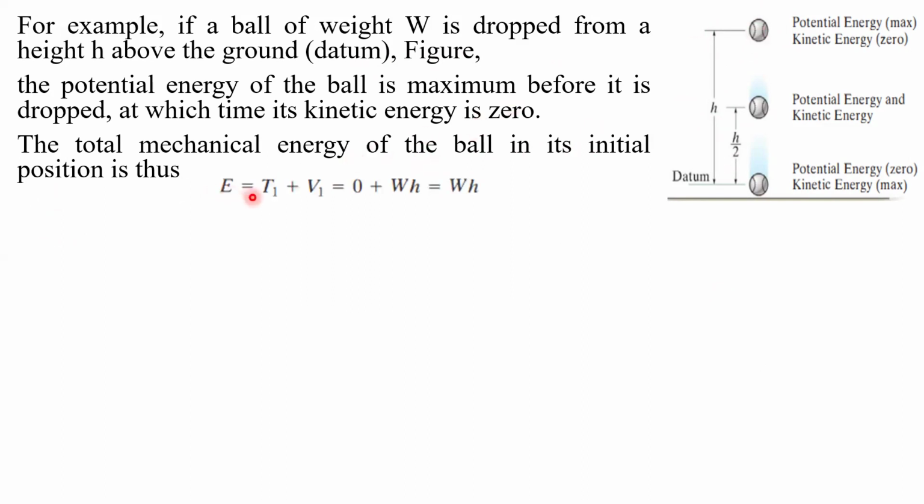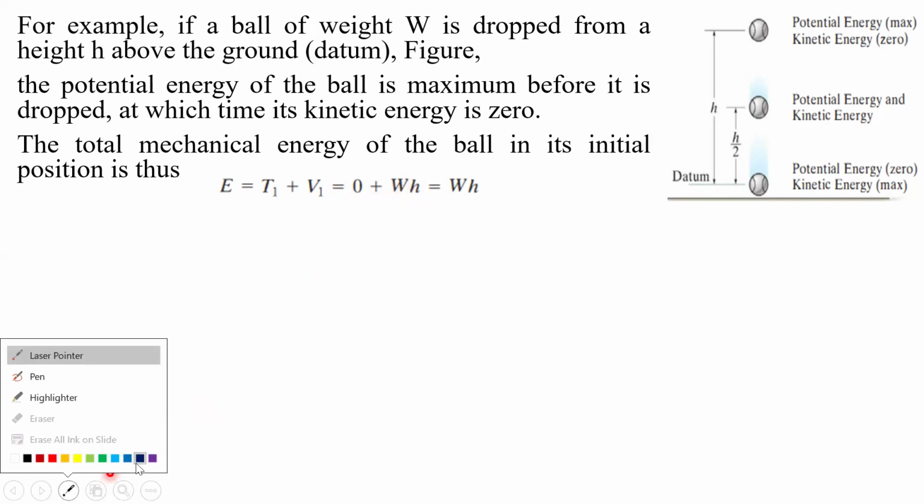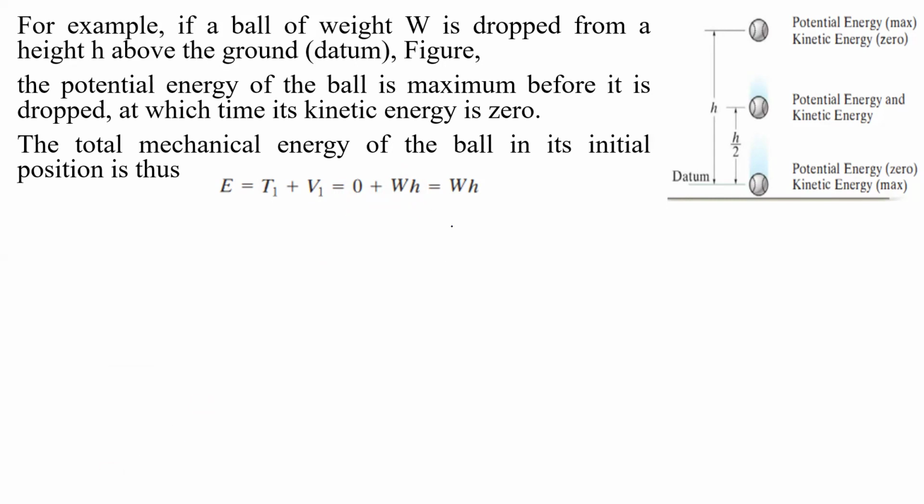So E is now T1 plus V1, where T1 is 0, the kinetic energy at point 1. So it is Wh, which is V1, the potential energy, and W is the weight, which is mg. So this is mgh.